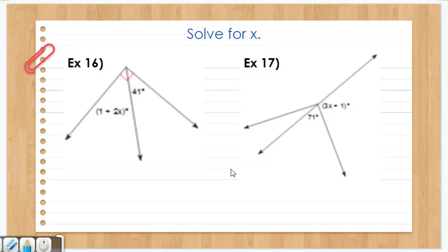All right, go ahead and try these two on your own. Set up the equations and solve. And then when you're finished, press play and check your answers with me.